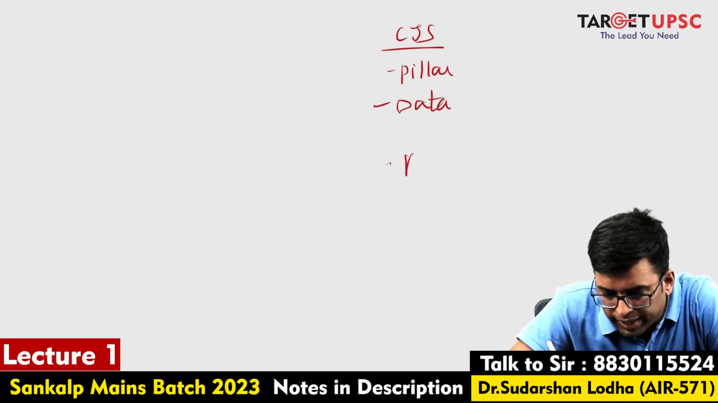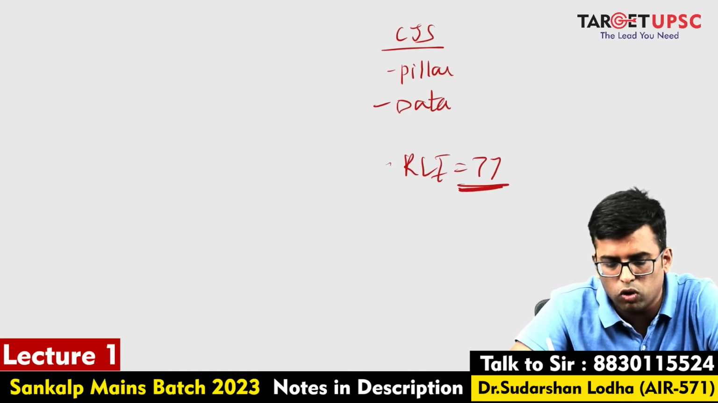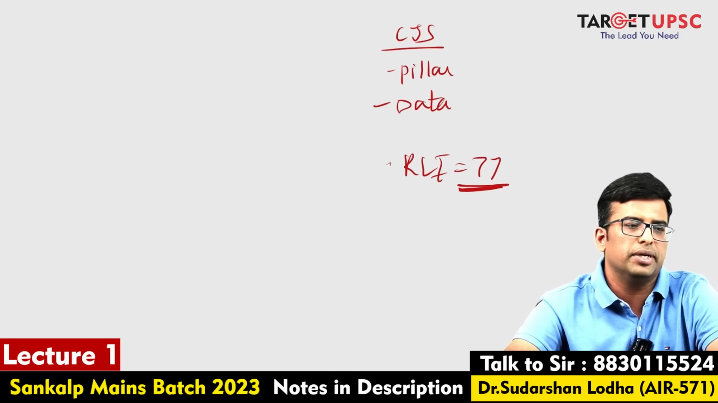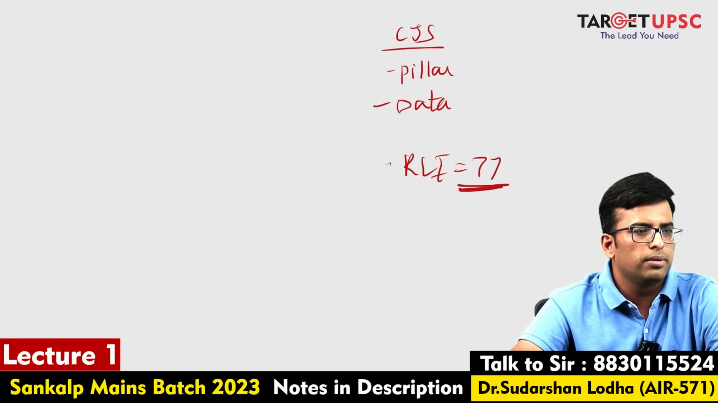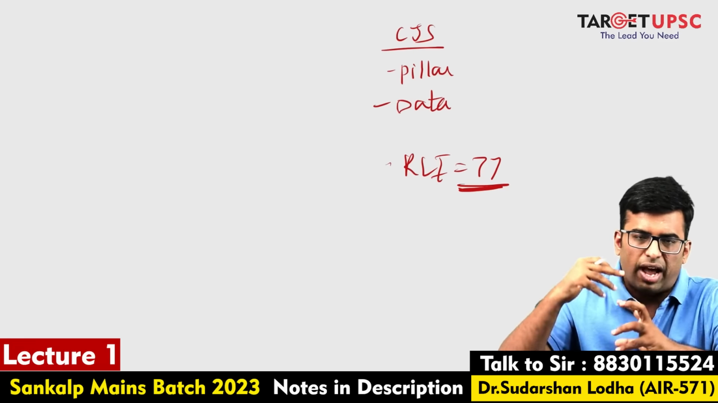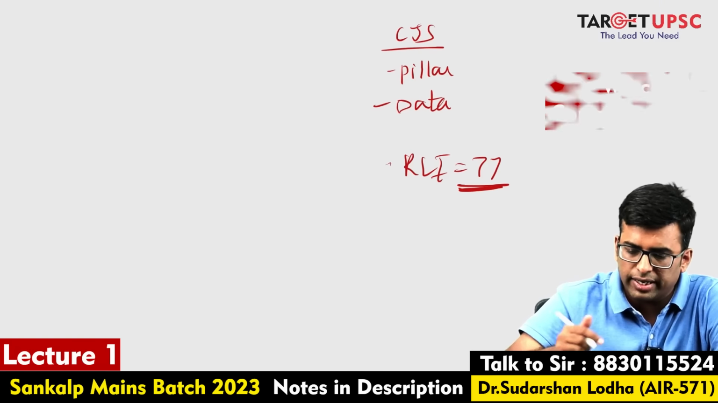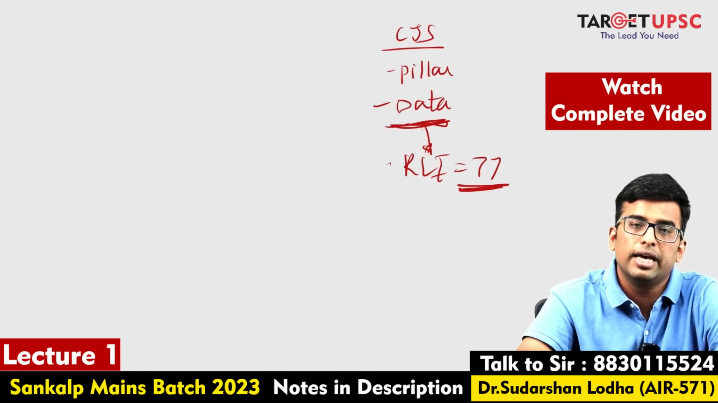As per the rule of law index, our rank is 77th across the world. 77th rank, which is very low. Okay. So this, we show, I gave you a fact, that through data I told you that the criminal justice system in India is degrading.